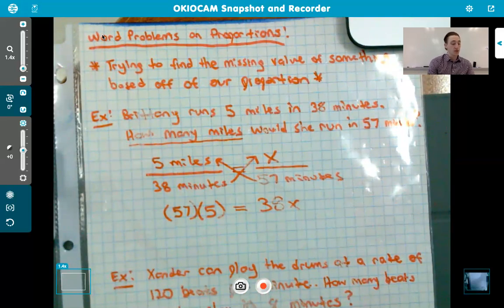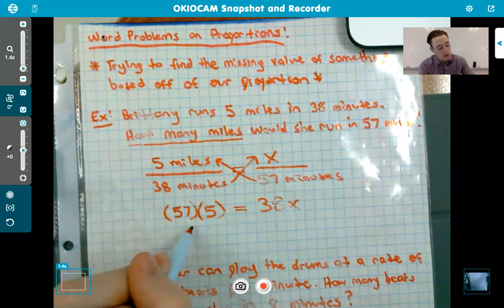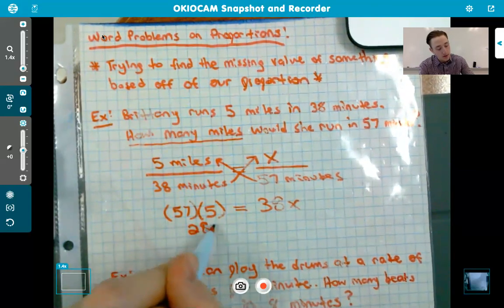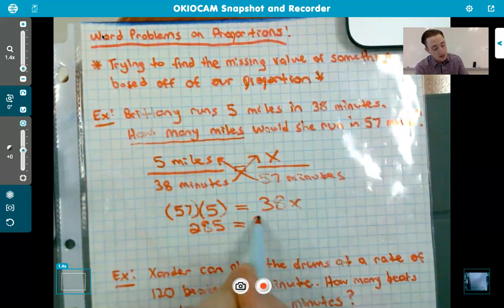Okay. So we set up our proportion to start. We cross multiply to solve for that missing variable. Then what we're going to do is simplify this. So I have 57 times 5. You can use a calculator, you can use Desmos, whatever tool you're going to use to help you simplify. 57 times 5 is going to give me 285. 38x is going to stay the same.